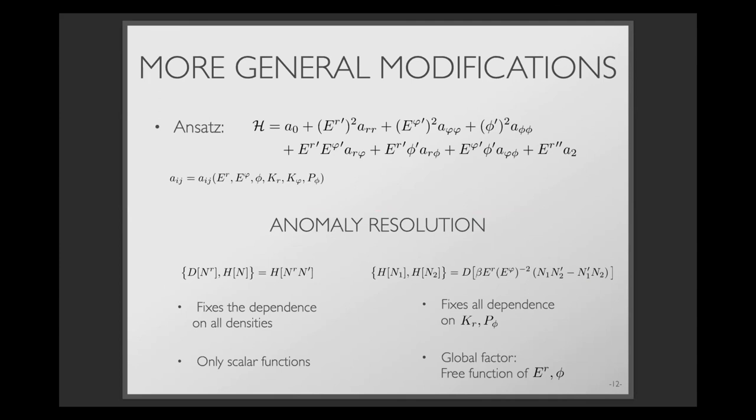In order to fix the free functions, we will demand anomaly freedom as in the previous case, in addition to the existence of a classical limit. Regarding anomaly resolution, the bracket D and H fixes the dependence on all densities and demands that these functions are scalar functions. The bracket between Hamiltonian constraints is a little bit trickier, but one can finally remove the dependence on K_R and the scalar field momentum. Moreover, demanding the canonical form for this bracket, one reduces the possibility of modifications through a global factor.